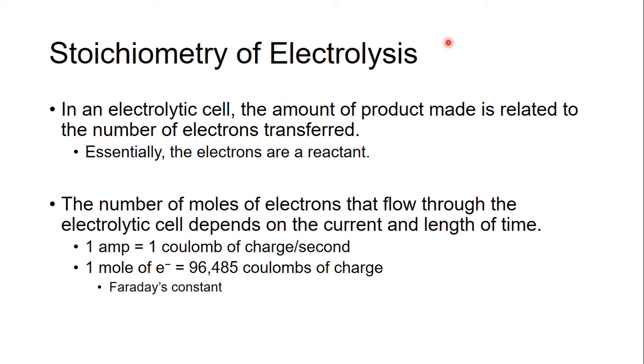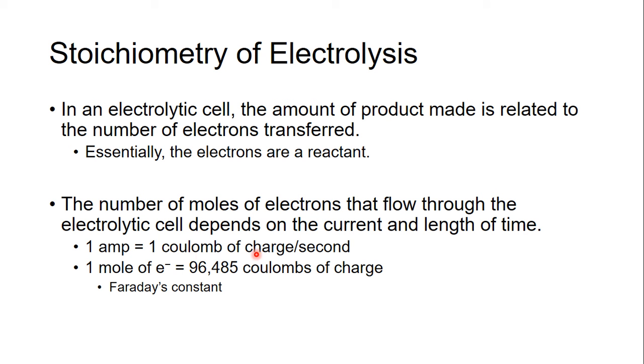Now the last thing we're going to look at is stoichiometry. When we're doing electrolysis, we have to be aware of the amount of electrons being transferred, and this will allow us to know how much product is being made. Basically, electrons are a reactant in this reaction. And we're going to use amps here. When we are measuring power, one way to measure that is amps.